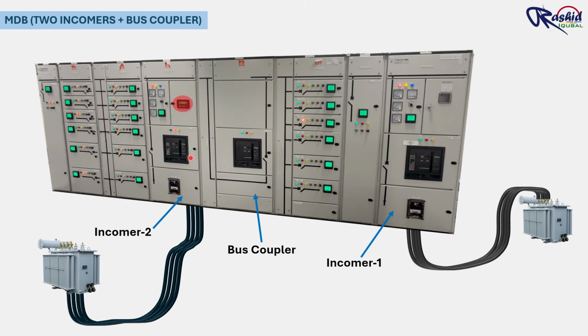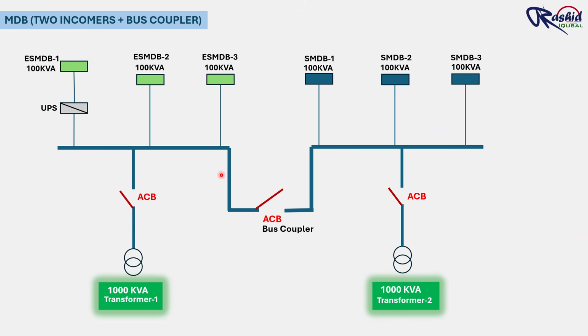Bus coupler adds flexibility to the system. We can keep both sections separate or connect them when required. In case of failure, load can be transferred from one section to another. So bus coupler improves reliability, flexibility and maintenance capability, which is why this type of MDB is used in large and critical installations. So let's discuss option 1, where both incomers are connected with transformers.